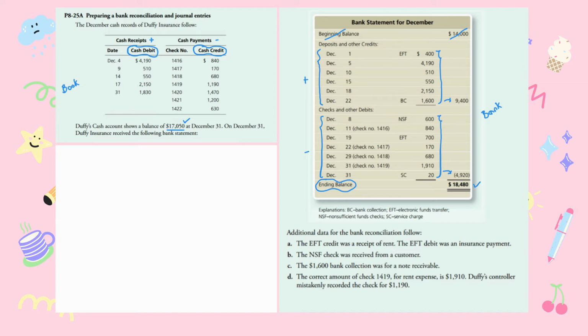So now additional data for the bank reconciliation. A, the EFT credit was a receipt of rent. So these ones will help me to journalize at the end. And the EFT debit was an insurance payment. So EFT credit and EFT debit. Where can we see these ones? It's here. This is the EFT credit and this is the EFT debit.